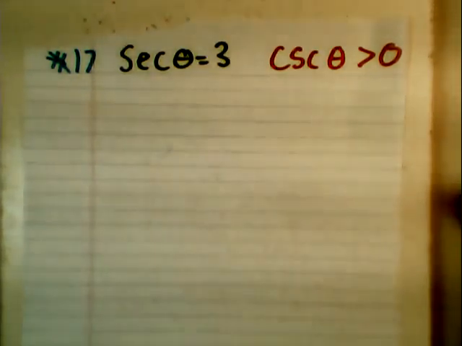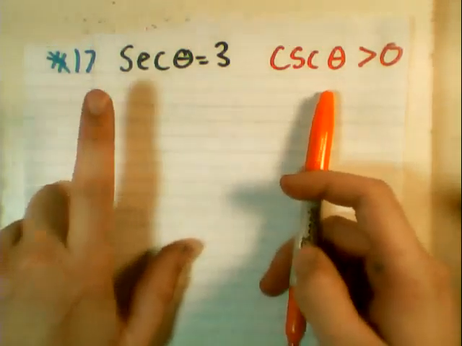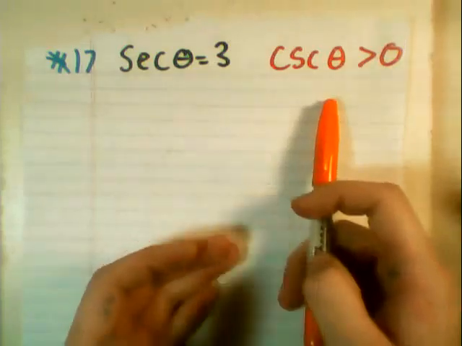Problem 17 gives you two pieces of data, and then it tells you to find the exact value of the remaining trigonometric functions. So from this, we have to figure out what our x, y, or r are, and then in which quadrant it is.